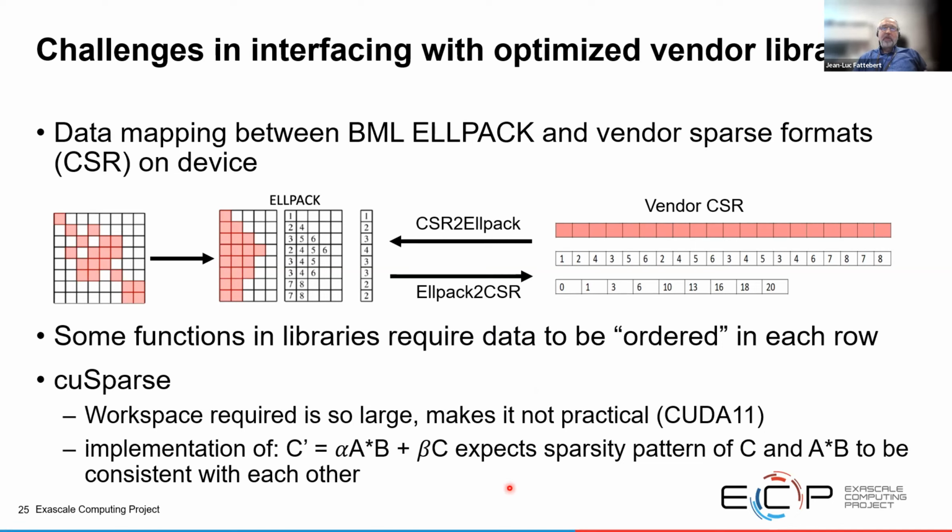Also, there are some requirements. For example, if you do the matrix multiplication, alpha AB plus beta C, the sparsity patterns of A, B, and C are expected to be the same. So these are the kinds of issues that we've been facing when trying to use these libraries.